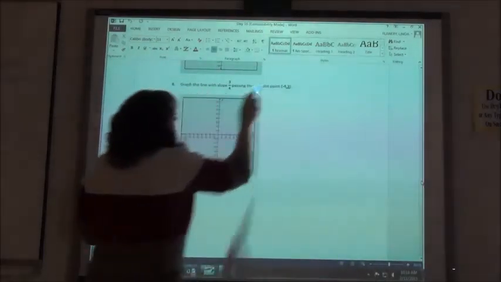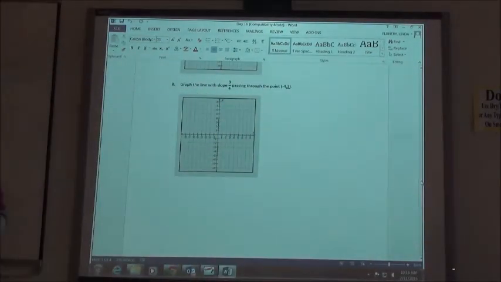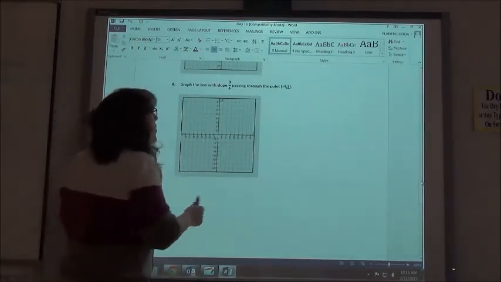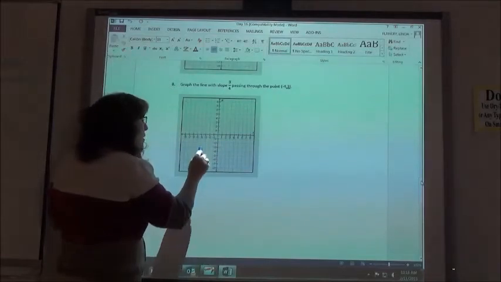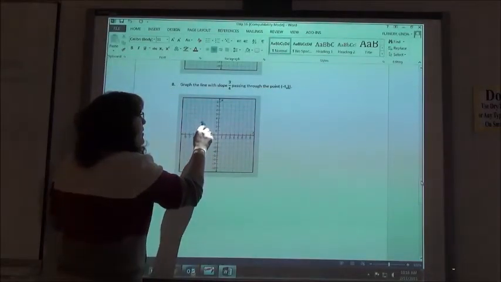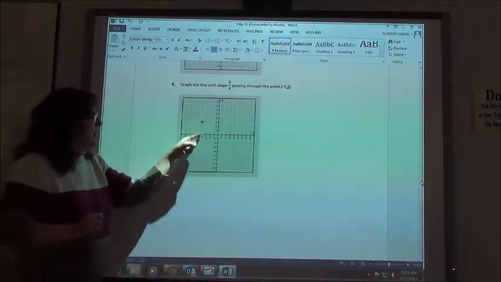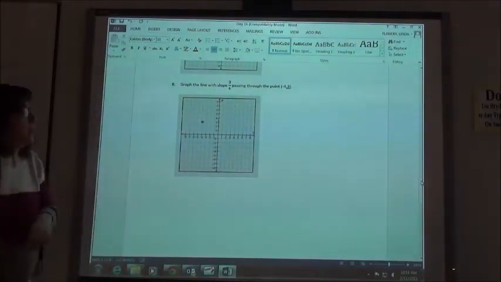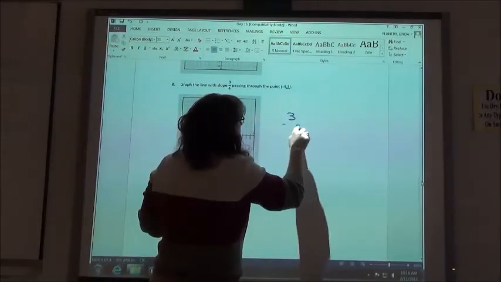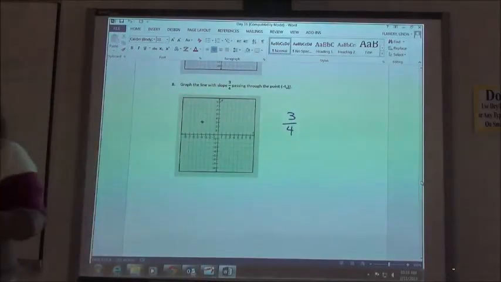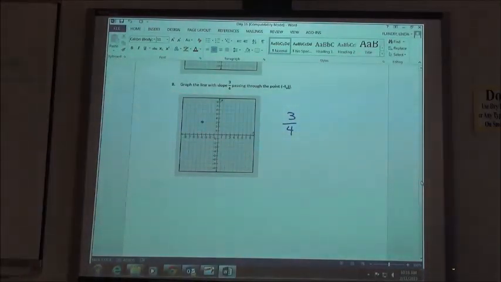So on number 8, I'm going to start by plotting the point (-4, 3), because I want to graph the line with a slope of 3/4 that passes through the point (-4, 3). So (-4, 3) would be back here. Negative 4, up 3. My slope is going to be 3/4. Again, both of those are positive numbers on this one. So on the change in my y direction, I'm going to go up 3. The change in my x direction, 4 to the right.